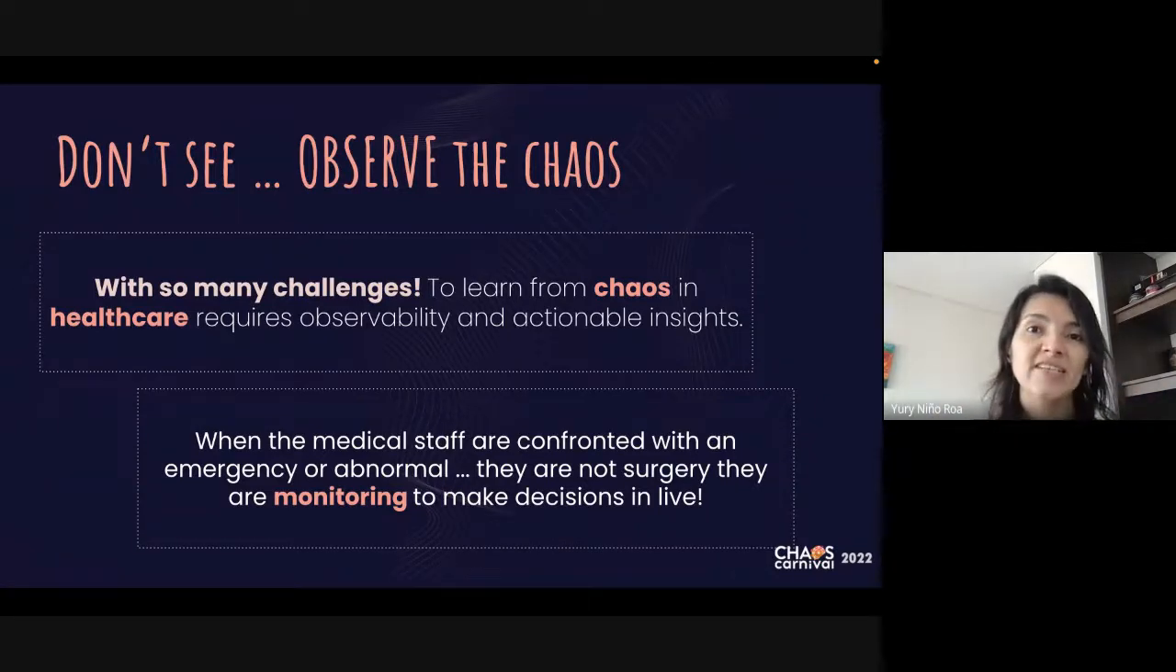So with so many challenges, learning from chaos requires observability and actionable insights. Observability plays a key role in validation of hypotheses, steady state behavior, simulating real world events, optimizing blast radius, and all those stages of our experiment. Our systems are always generating data. The key is to identify what can be used for observability and how well-architected systems ensure robust telemetry of this data.